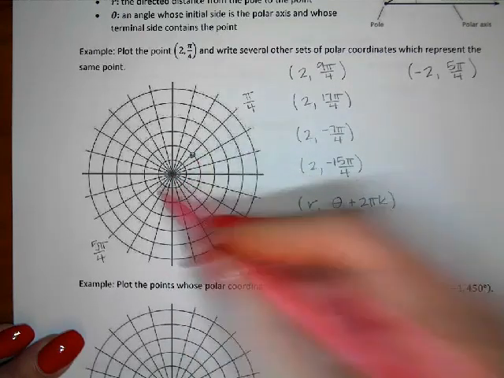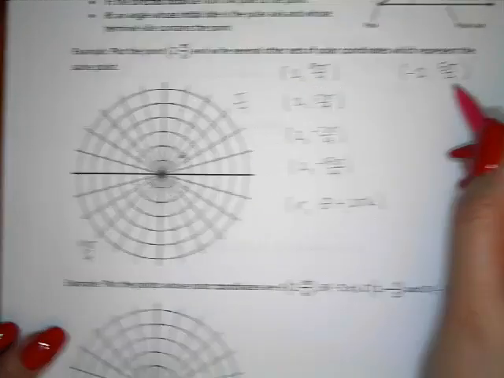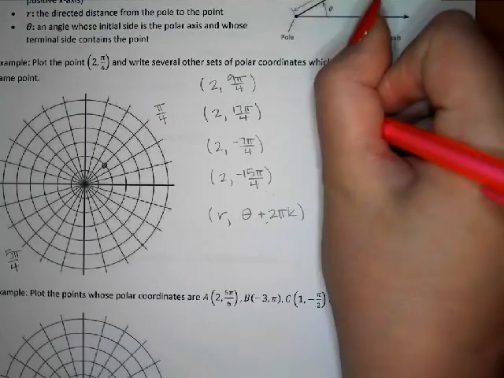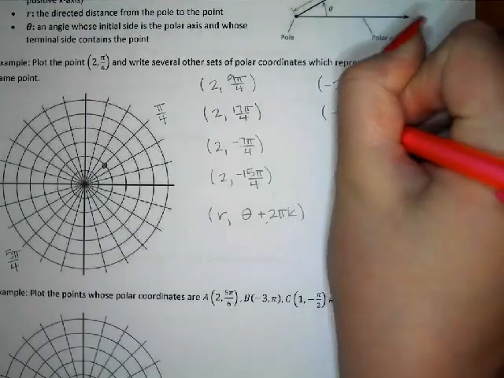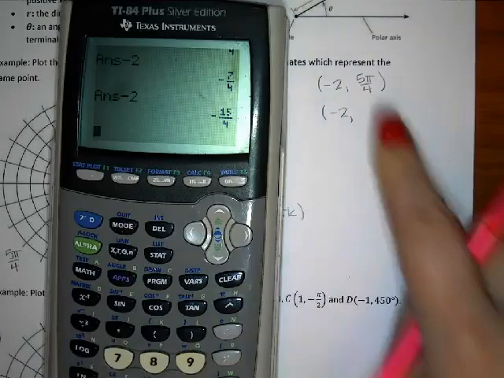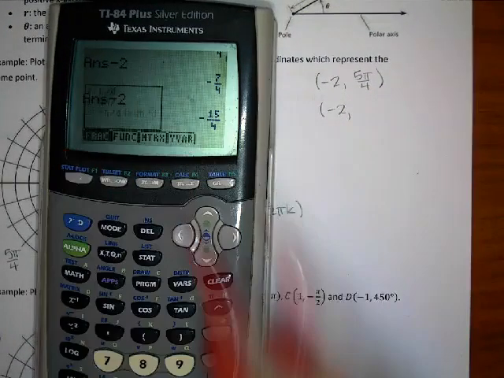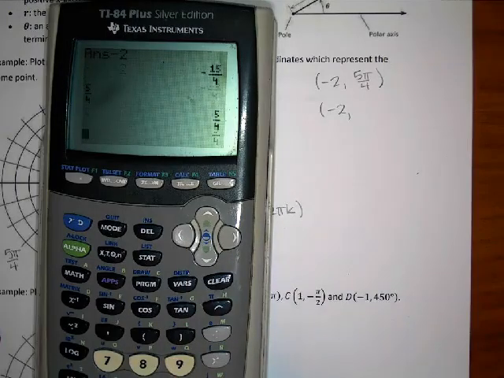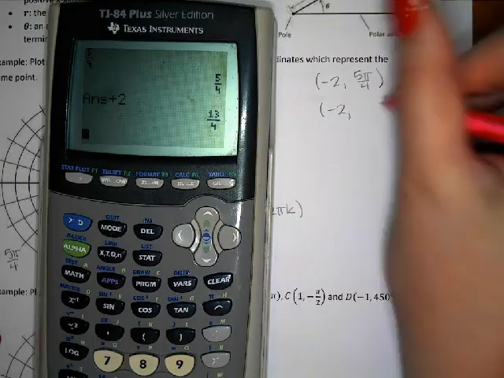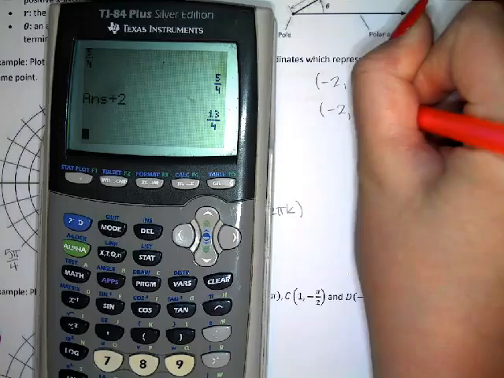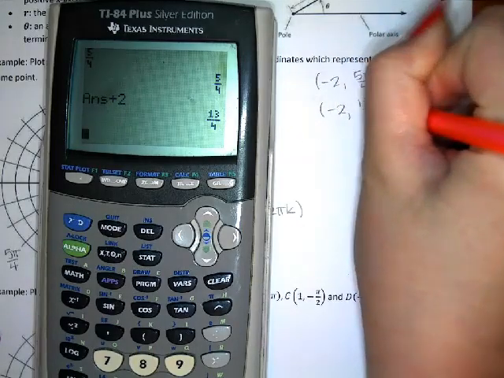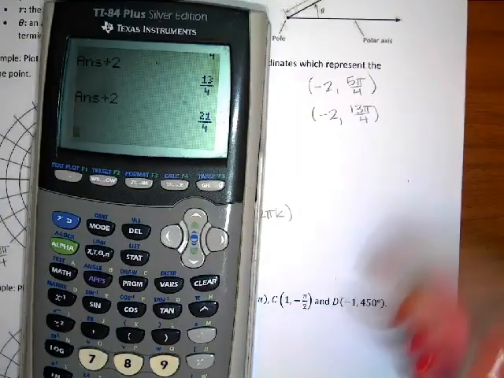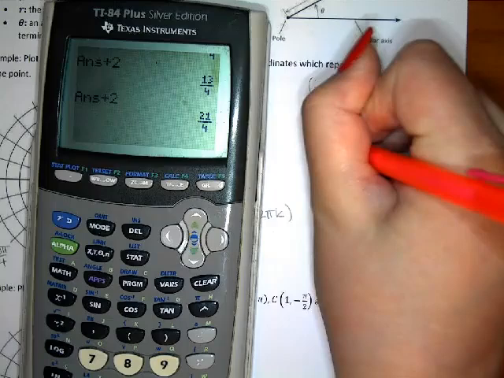And then from there, I could find angles that are coterminal to 5π/4. So I would keep the negative radius, and then I would find anything that's coterminal with that, and that would give me another set of points that also work. So 13π/4 would work. 21π/4 would work.